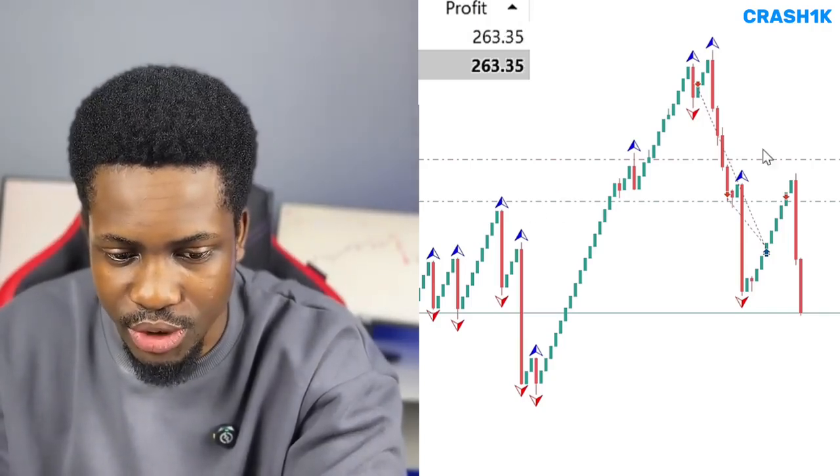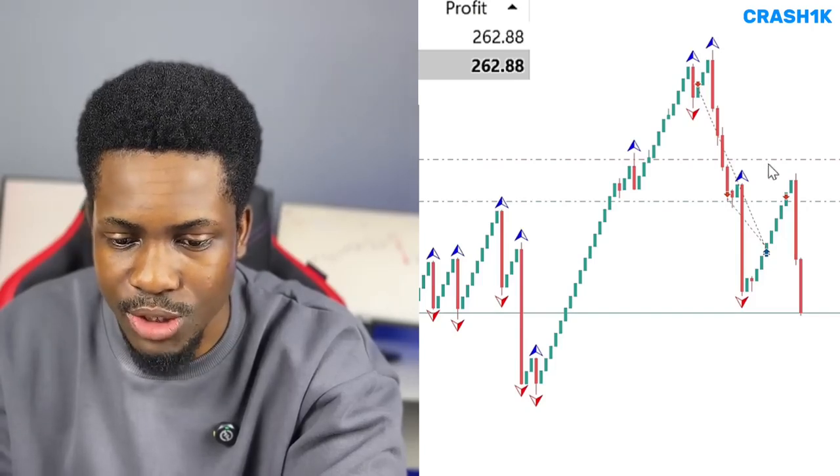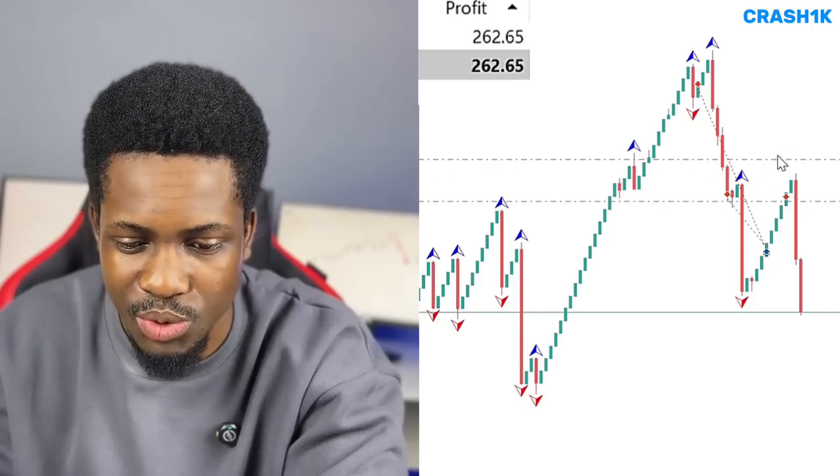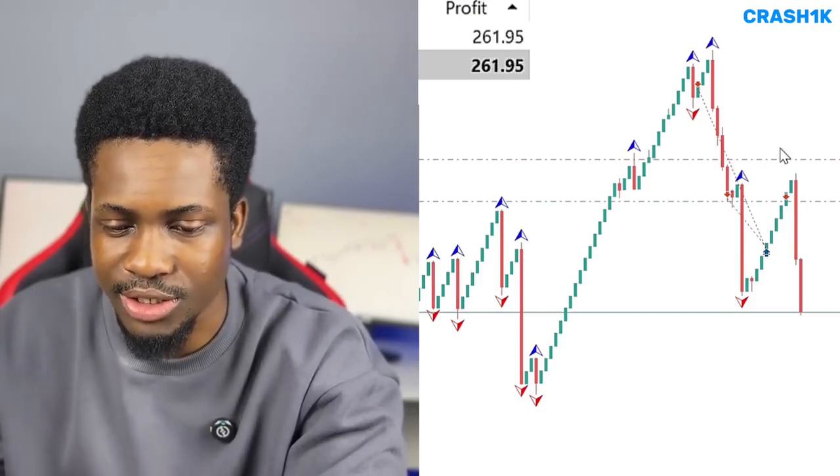So it just hit a zone here where we're having a concentration of fractals. So we just place our stop loss just above it, just around this range, above our fractals, around the fractals, just like that.